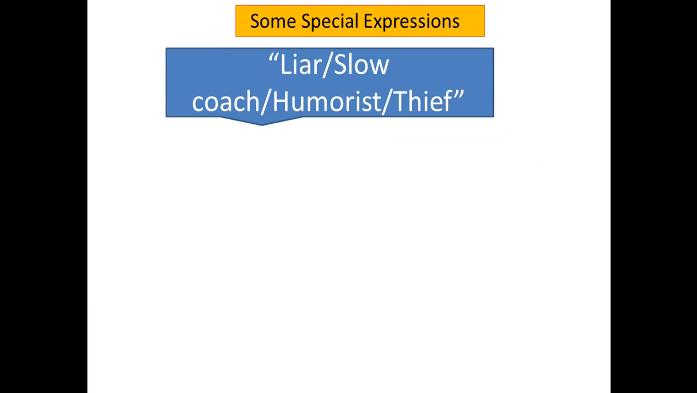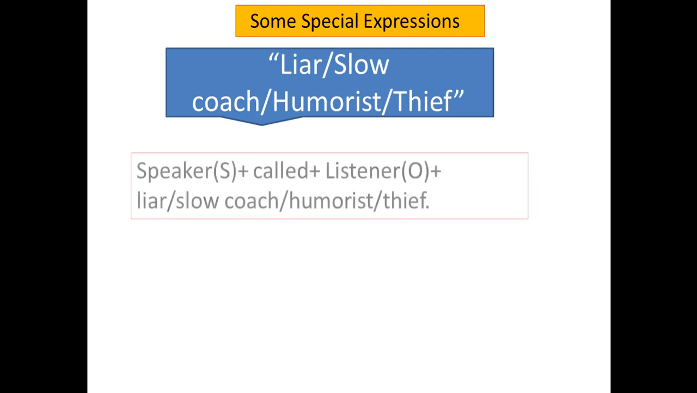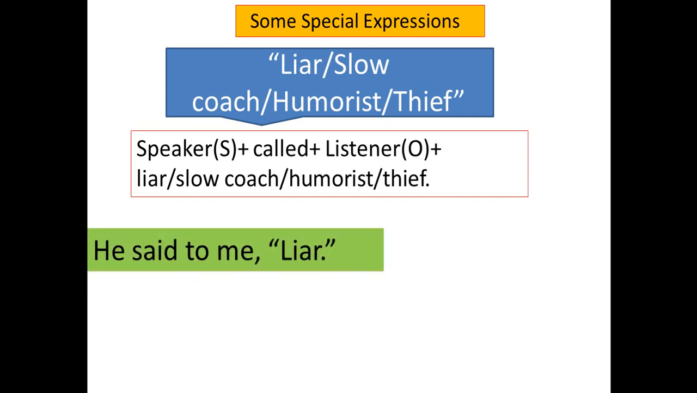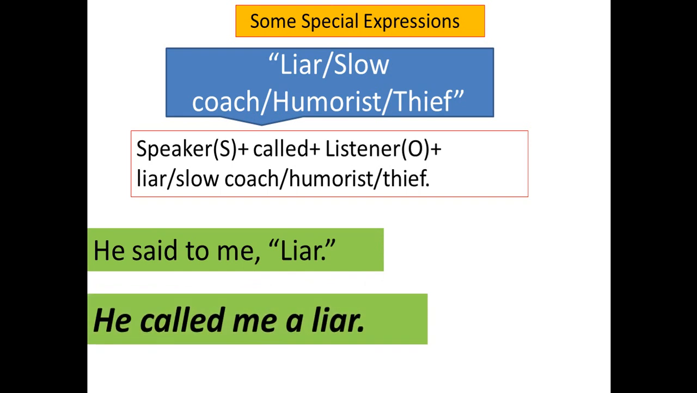Lawyer, slow, coach, humorist, thief. Sometimes you may find expressions like this. So what about their indirect expression? Speaker, that refers to the speaker of these expressions, will play the role of the subject. Then call, listener, that means object, and the expression. Look at the example. He said to me, liar. He called me a liar.